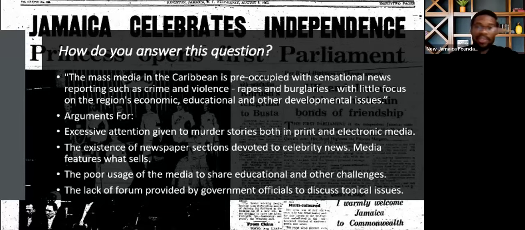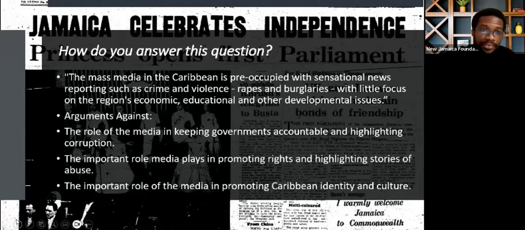So that's why I said that simply reading the newspapers provides that example. So these are some of the arguments you can make, yes, it is concerned about sensationalism. If you say that it isn't concerned with sensationalism, you can argue that the media is responsible for keeping government accountable and highlighting instances of corruption.